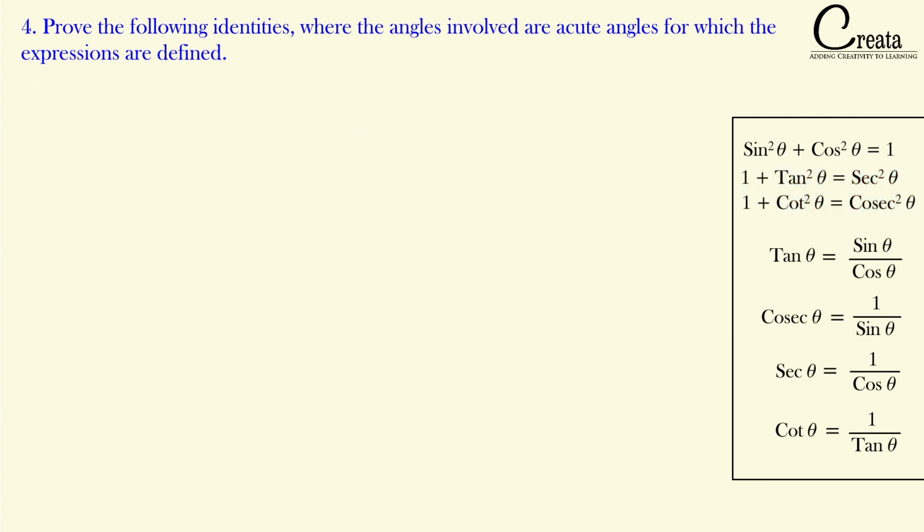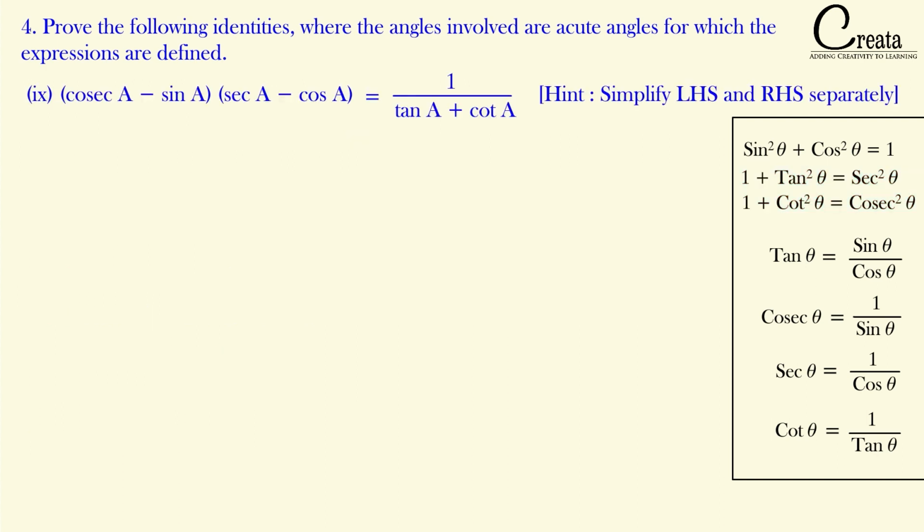Let's move to part 9, which is (cosec A minus sin A) into (sec A minus cos A) is equal to 1 upon (tan A plus cot A). Hint is given: simplify left hand side and right hand side separately. So let's solve this question.